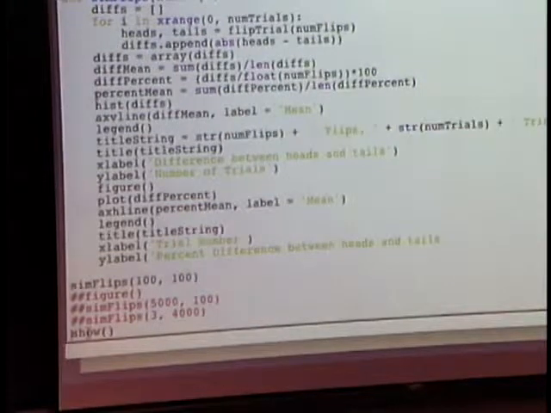We'll flip the 100 coins, and we'll do 100 trials and see what we get.